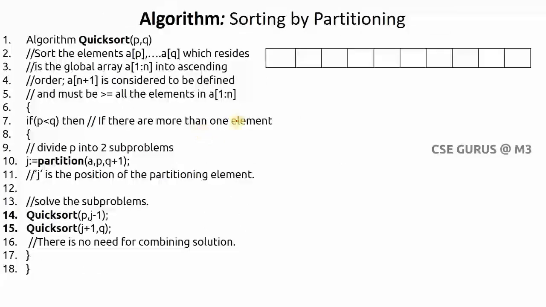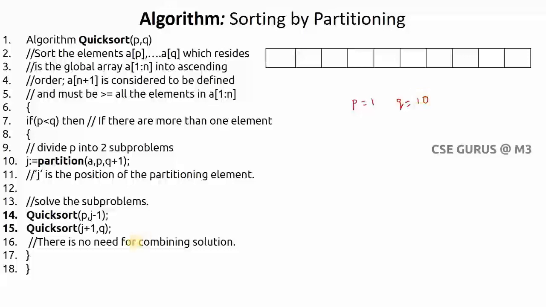Now we will see what this quicksort is here. So quicksort of P comma Q. I'll connect this algorithm with our example so that you can understand better. So what is P here? In our example, P is 1. What is Q? The total number of elements is 10 only. So that is the index we need to take.